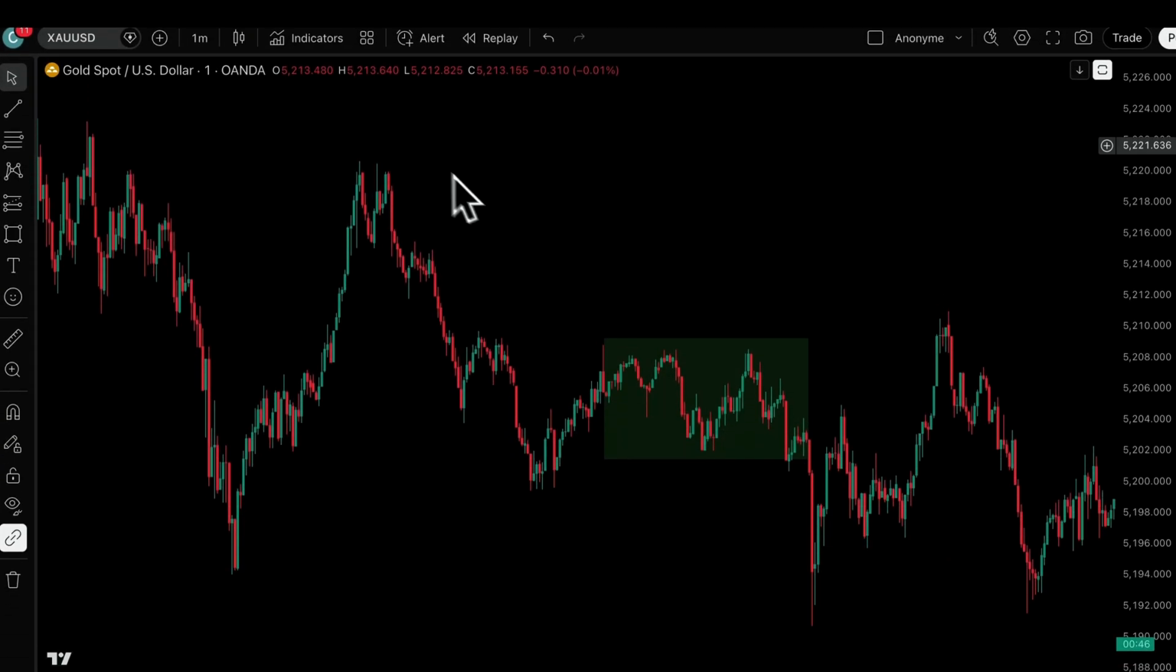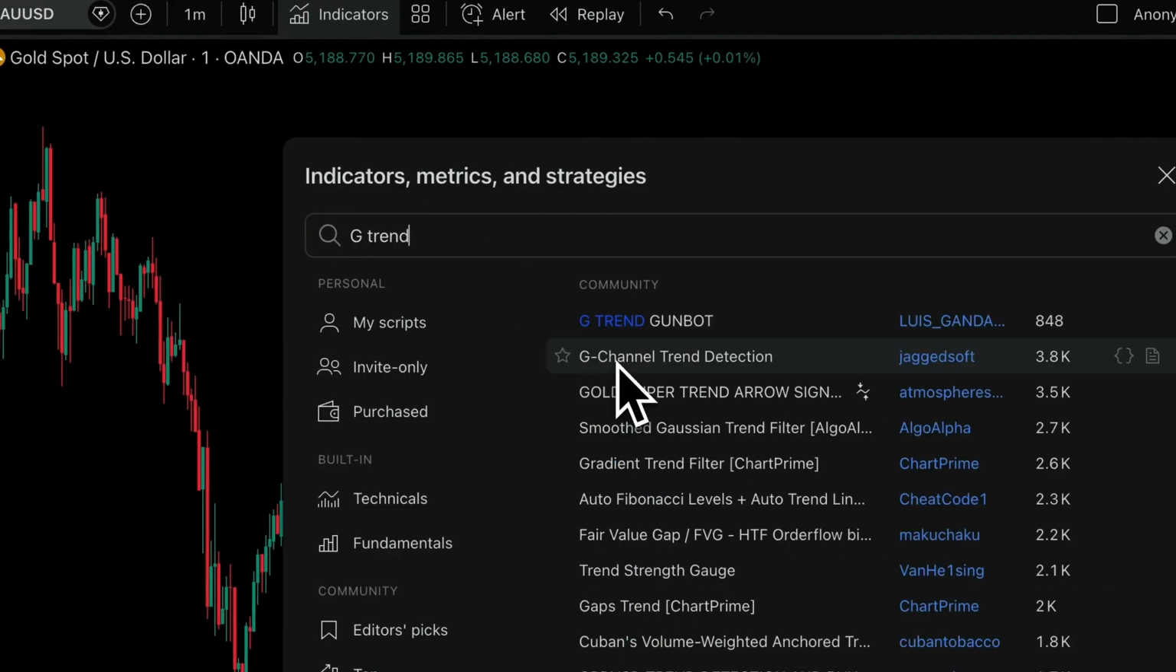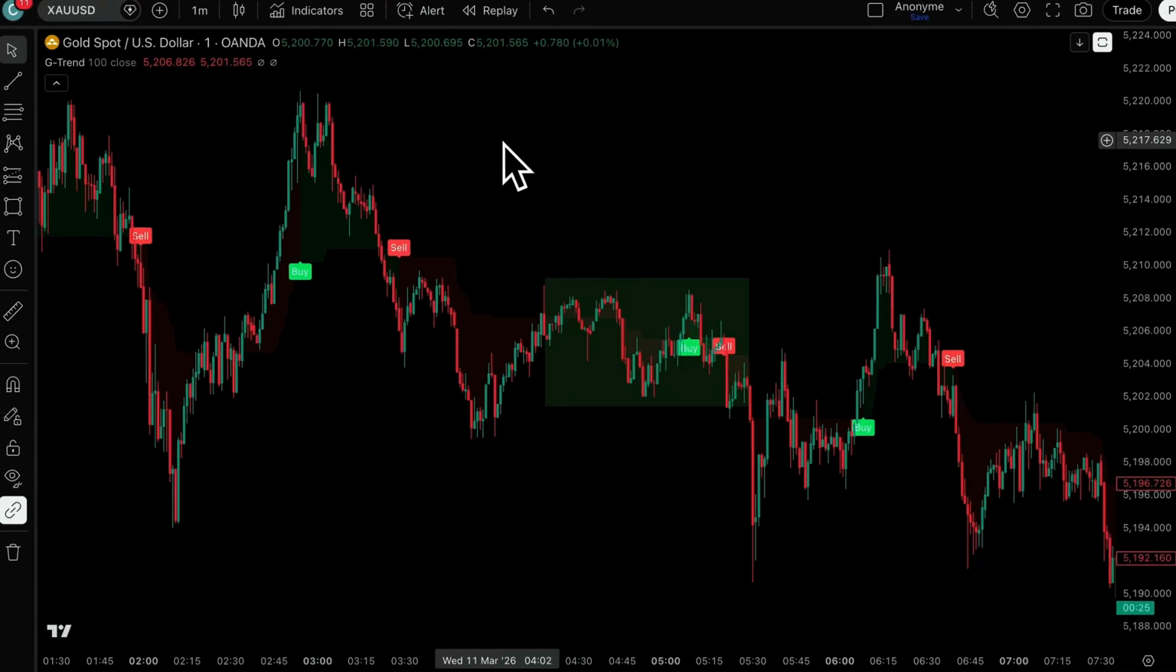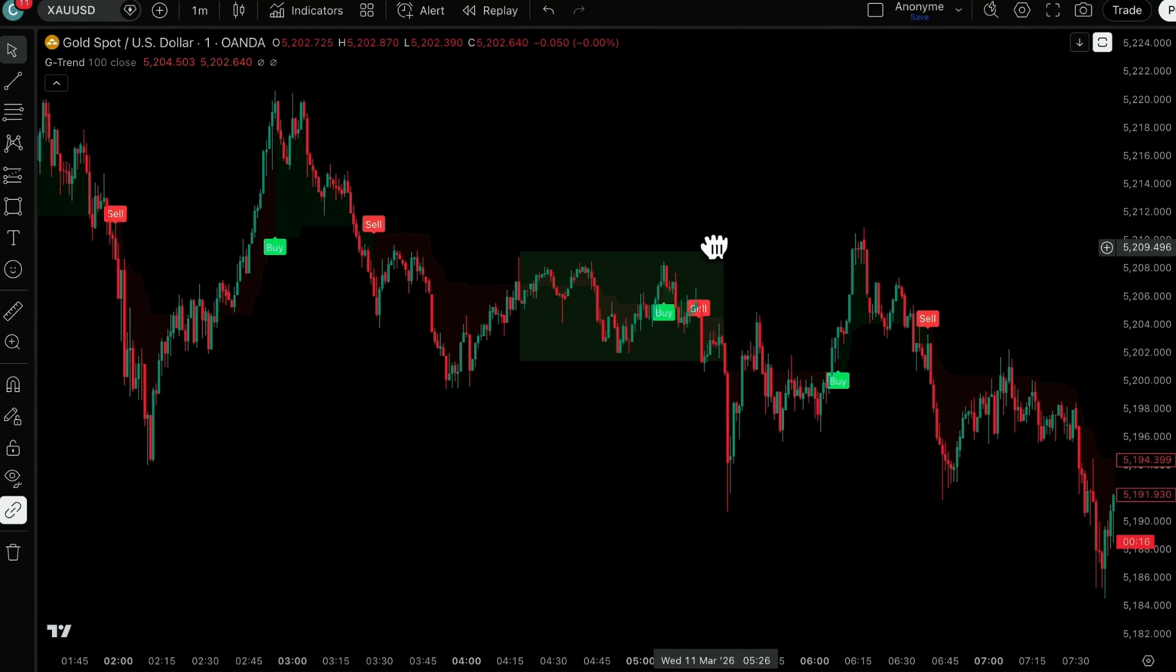First step, we're going to add the technical indicator. We're going to type it in, select this one, and there you go. It's on the chart. I use this indicator on the 1 minute time frame for gold, but you can use it on any financial market.